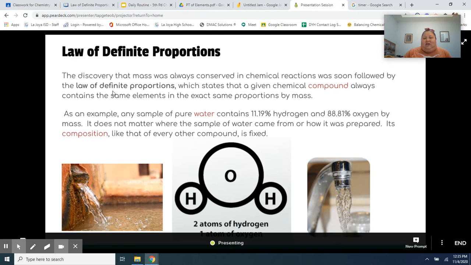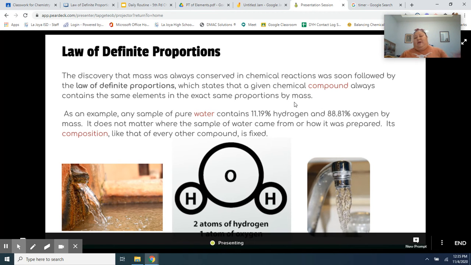So that law is where this law came from. The discovery that mass is always conserved in chemical reactions was soon followed by the law of definite proportions. And this law states that a given chemical compound always contains the same elements in the exact same proportions, okay?